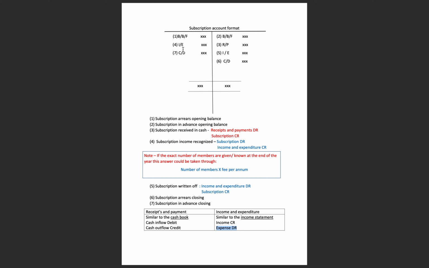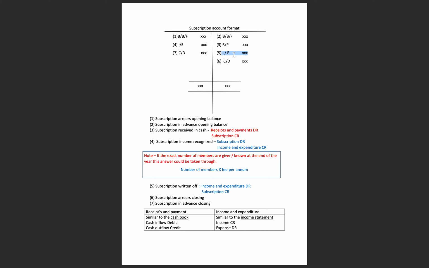Now remember, this item is what? Subscription income, it comes on debit side. What is this item? This is where subscriptions have been cancelled off. So remember, anything that you cancel is an expense, therefore it comes on the credit side.